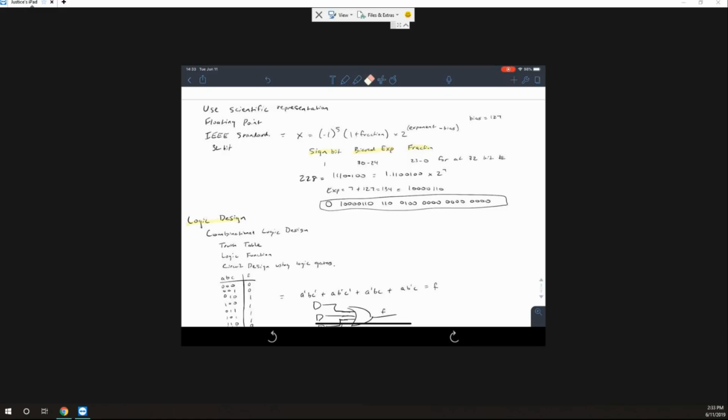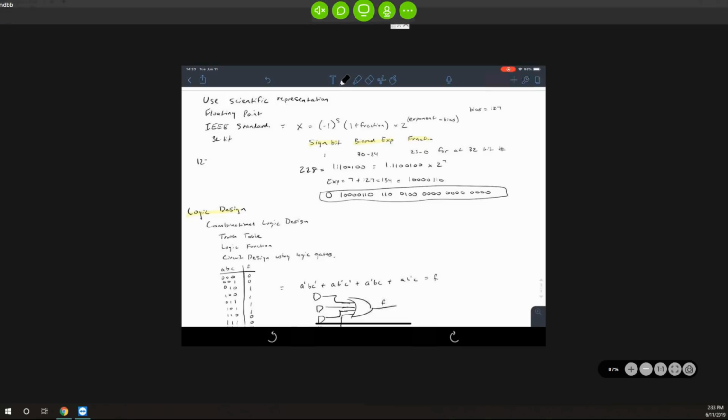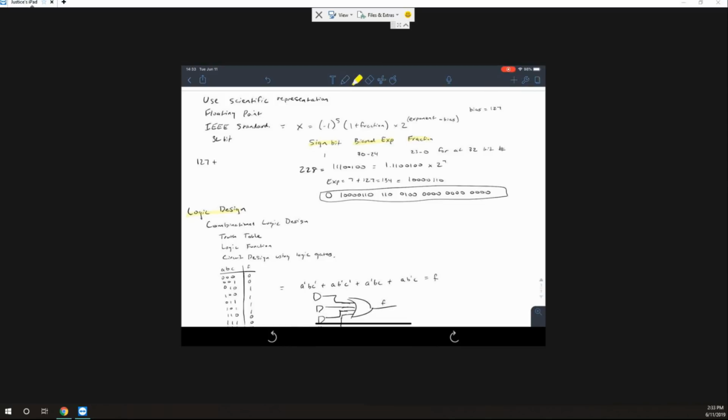So 127. We're only talking about 32-bit numbers. If it's 64, it's doubled, I want to say. But we only need to know 127. What it ends up being is 127 plus whatever the offset is. In this case over here, the offset is this 7. So we say 127 plus 7. You take the 127 first, and then you add or subtract whatever your offset is from there.